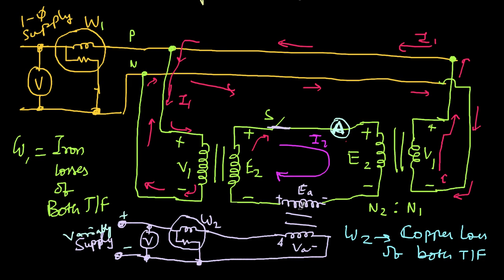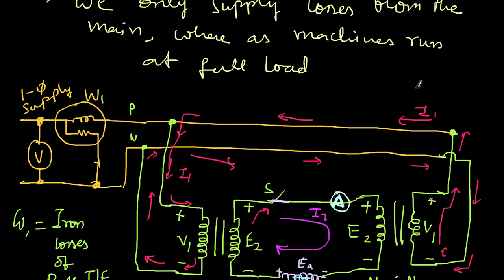Now you might ask, what about the I square R loss in this transformer? What about the iron loss in this transformer, and so on? So this transformer is a very low capacity transformer compared to the other two transformers, so the losses in this are negligible. The only job this is doing is just circulating the current, for which very low voltage is sufficient, because there is no resistance in this path. This is like a short circuit only. So it is able to do that. This is called Sumpner's back-to-back test.